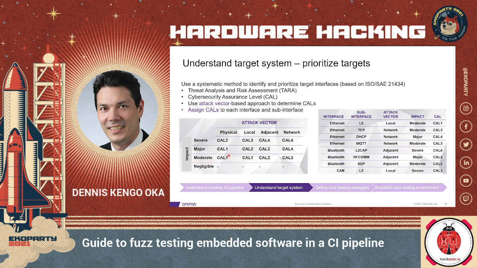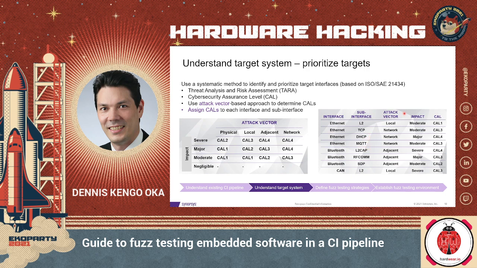So using this table, we can now assign CALs to each of the different interfaces and subinterfaces of our target system. We see this here on the right-hand side in this table. We have, for example, interfaces Ethernet, Bluetooth, CAN, and the list goes on. And then we have the different subinterfaces here: layer 2, TCP, DHCP, MQTT, and so on. And then we have the attack vector as well as the impact.